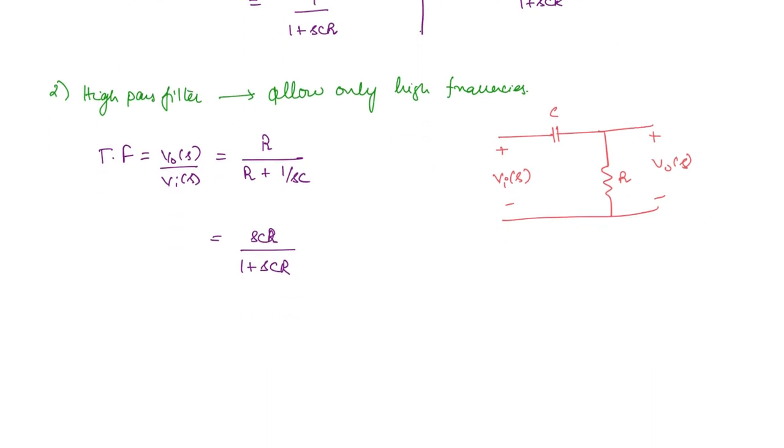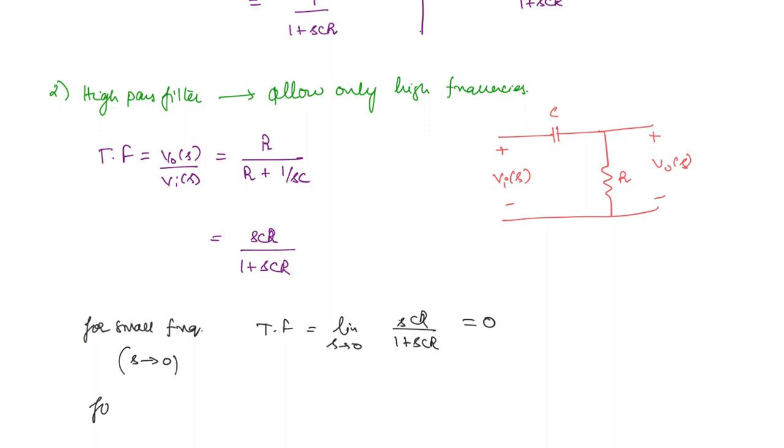Okay. So you can see that for small frequencies, meaning that we can take S tends to 0, then what will happen to the transfer function? Limit S tends to 0, SCR by 1 plus SCR will give you 0.